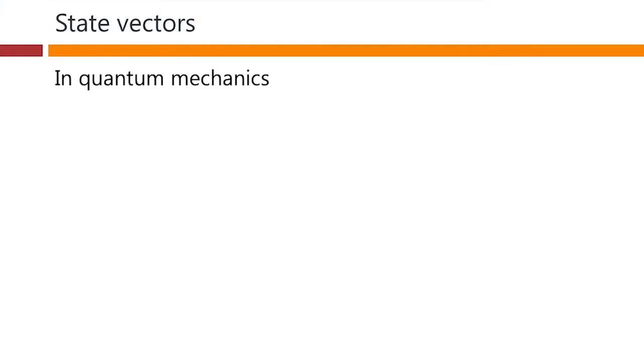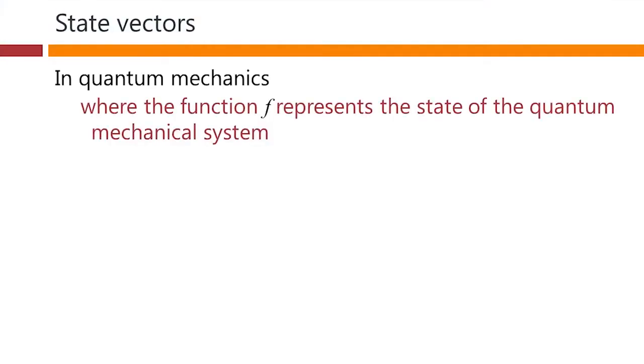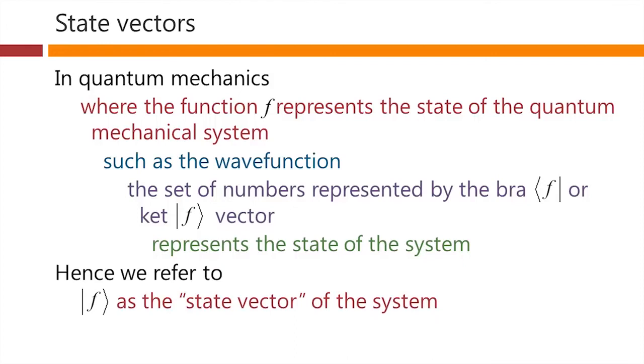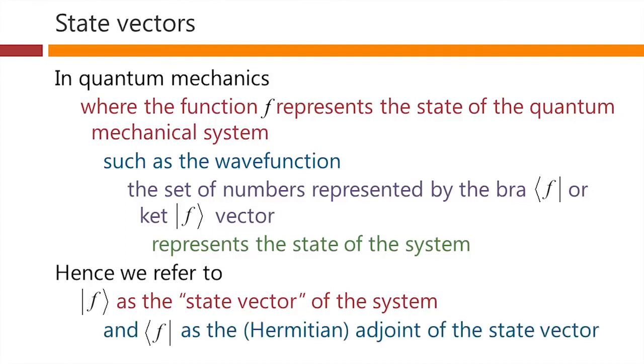Now, in quantum mechanics, the function will often represent the state of the quantum mechanical system, such as the wave function, and the set of numbers represented by the bra or the ket vectors are also just representing this same state of the system. Hence, we refer to this ket vector here as the state vector of the system if it's in this state corresponding to that function f. And we could also refer to this bra vector as simply the Hermitian adjoint of that state vector.